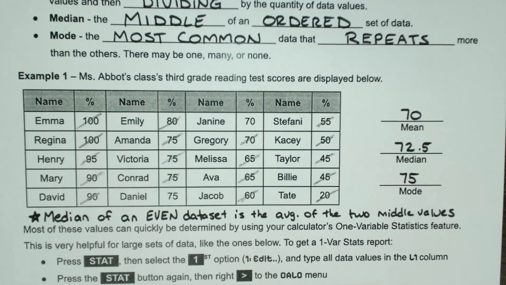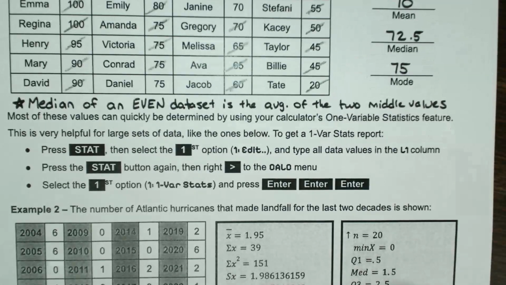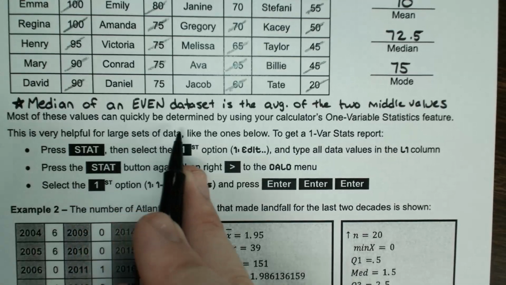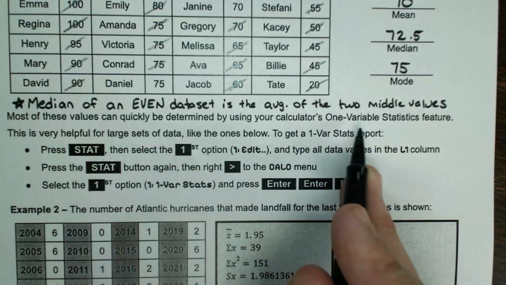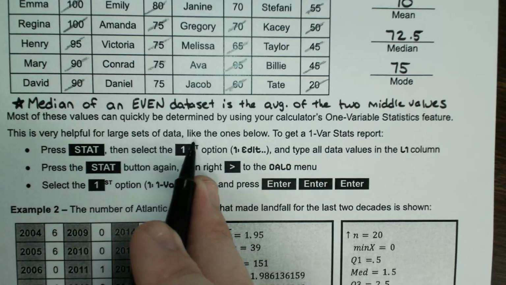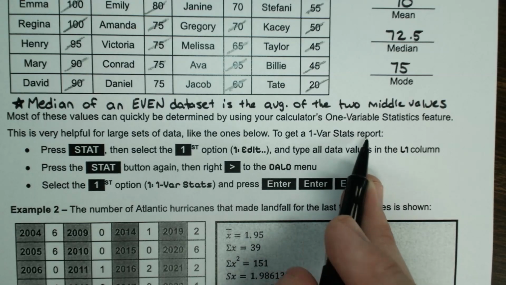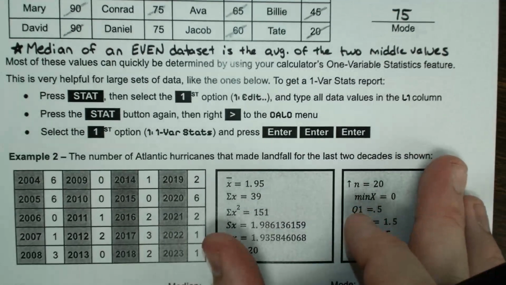Again, I want you to imagine that we've got 500 numbers or 1,000 numbers. A big part of this chapter is going to be being able to use technology to make this a little bit quicker. Now, it is a little bit of button pushing. Most of these values can quickly be determined by using your calculator's one variable statistics feature. It's really helpful for large sets of data like the one below to get a one variable statistics report. So I need everybody with me on this.